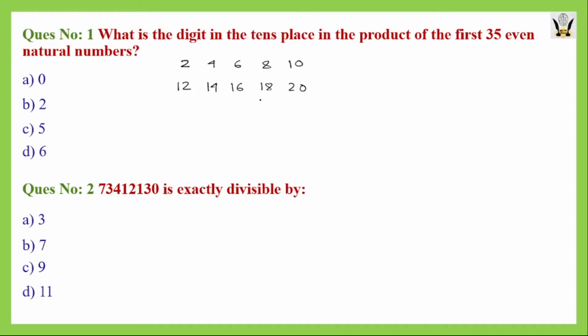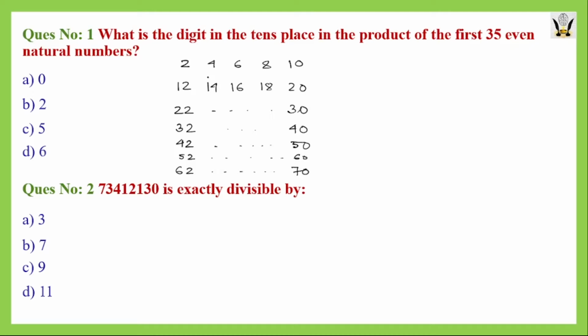So if we arrange the first 35 even natural numbers this way, in the first row we will consider the first 5 even natural numbers from 2 to 10, and then from 12 to 20, and then definitely it will be from 22 to 30, and accordingly we will arrange the other even natural numbers up to 70.